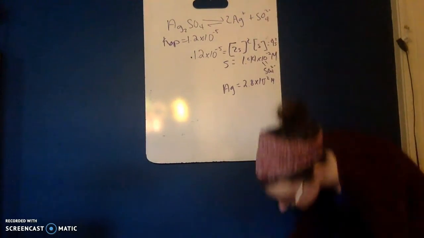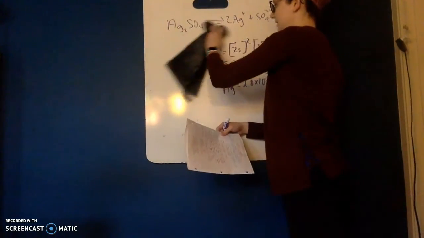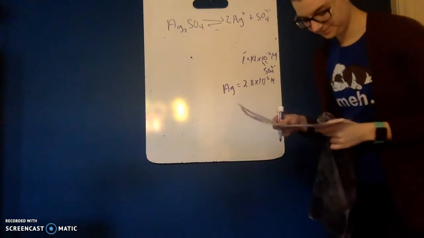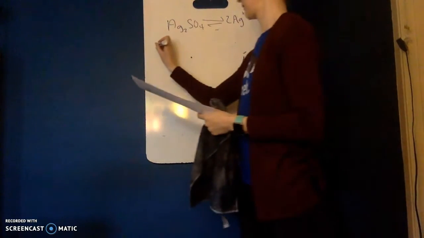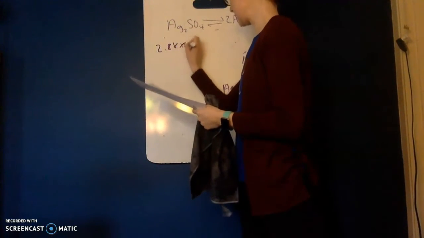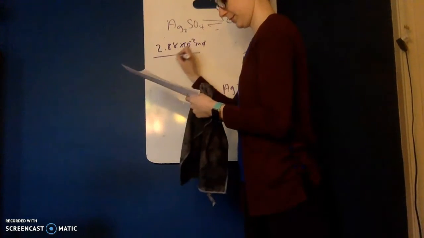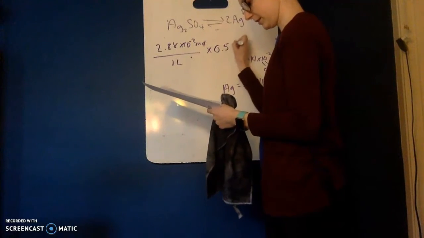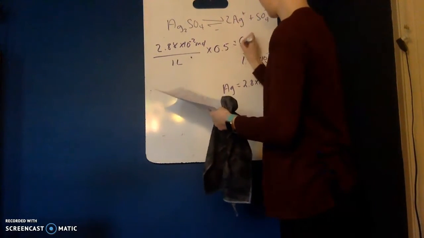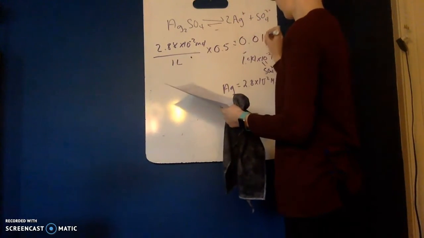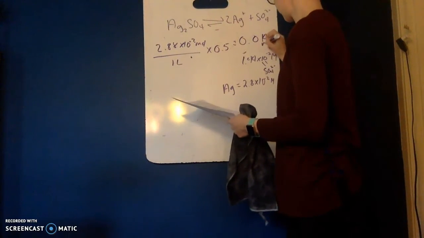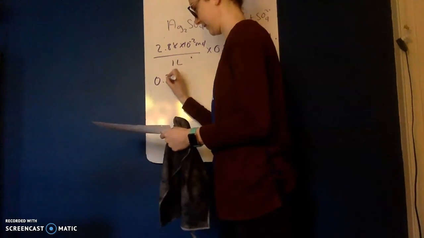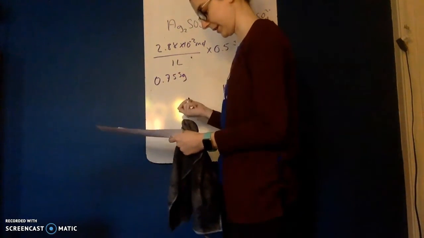Now we are adding silver to the solution, so that concentration is going to change. I'll let you look at that for a little bit. So we're going to take this concentration of silver, 2.88 times 10 to the negative 2 moles per liter, and multiply it by the volume of solution, which is 500 milliliters. And I know that I have 0.0144 moles of silver. From those grams that I add, I have 0.755 grams of silver nitrate.